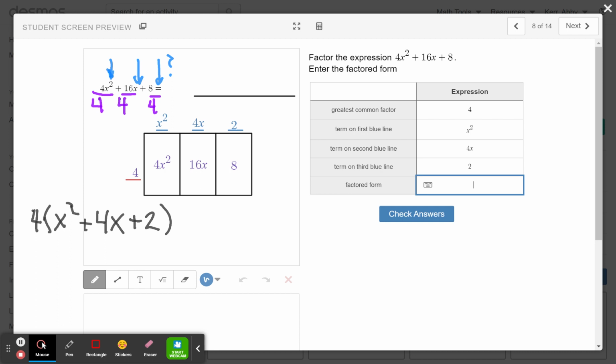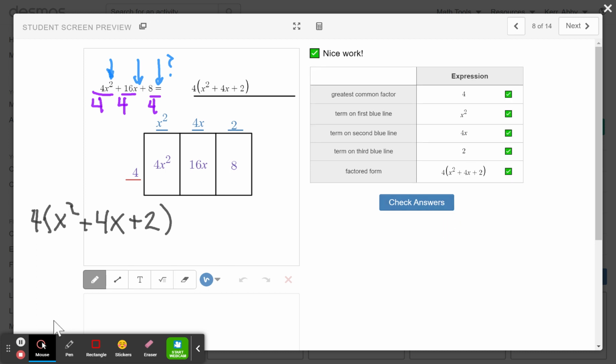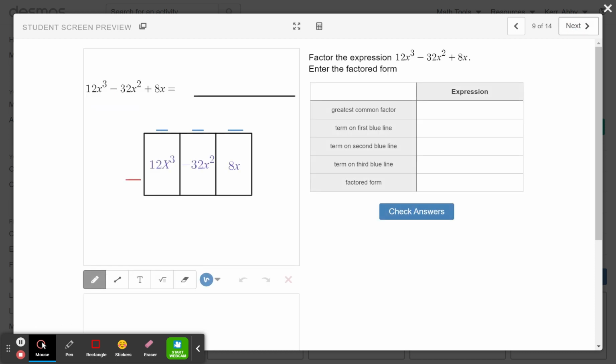And then our final answer is 4, parentheses, x squared plus 4x plus 2. So once again, it looks like our greatest common factor involves a 4. You can always use the GCF calculator to get that. It's going to be a positive 4 because our 12 is positive.